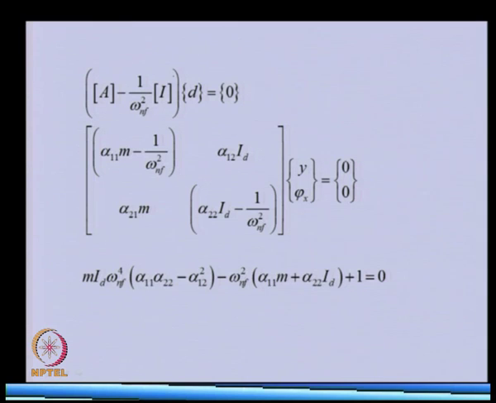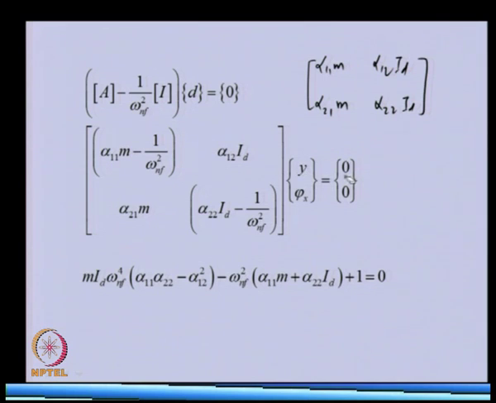And for free vibration, we had this kind of relation earlier, which we derived, and because now we have only two terms in the A matrix, this A matrix will have the form of alpha 1 1 m, alpha 1 2 I d, alpha 2 1 m, alpha 2 2 I d. If we substitute this here and then club these two, we will get this matrix.